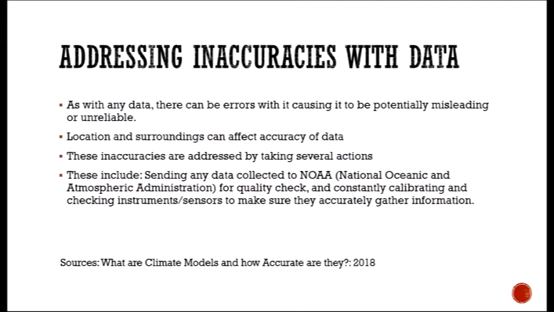Addressing inaccuracies with data. As with any data, there can be errors with it causing it to be unreliable, potentially misleading. Locations and surroundings, as said previously, can affect the accuracy of data. If you have ground stations in a city or on, say, maybe an airport runway, there can be certain changes that occur that wouldn't happen in the natural environment. So that can lead to potential inaccuracies with your data. And they're addressed by taking several actions, and they send data to the National Oceanic and Atmospheric Administration, or NOAA, for quality checks. They constantly calibrate and check instruments and sensors to make sure they accurately gather information.